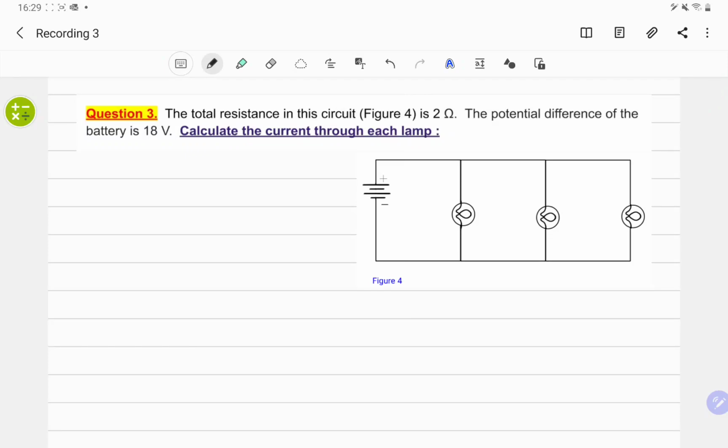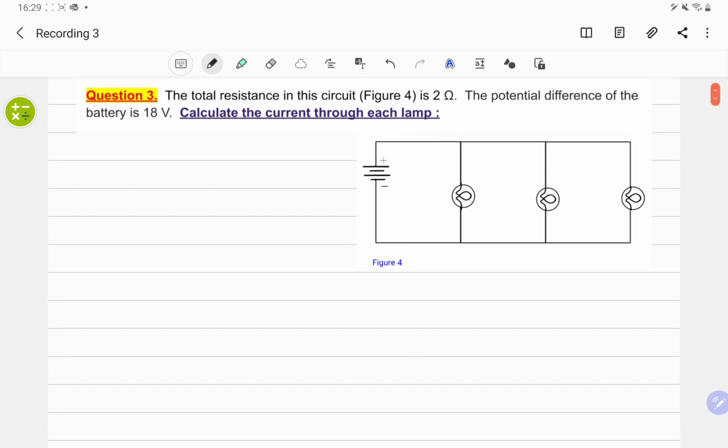Question 3. The total resistance in this circuit, figure 4, is 2 ohms. The potential difference of the battery is 18 volts. Calculate the current through each lamp. So we're going to find the current through each lamp. We're going to first state what is given to us.